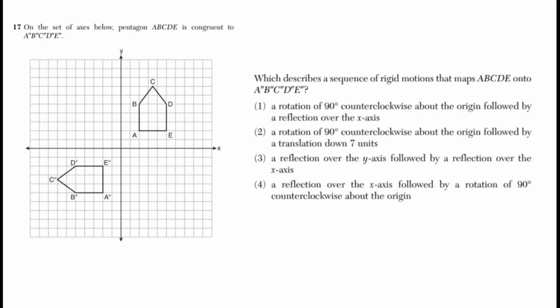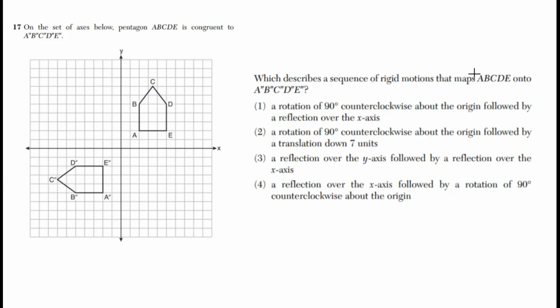All right, so we get a couple of shapes here, and it looks like they're asking us what sequence of rigid motions maps this shape onto this shape. Rigid just means that the shape is not going to change size or any of the angles are going to change. And when it says maps onto this, it means that when we move this, it literally turns into this by the time we're done moving it.